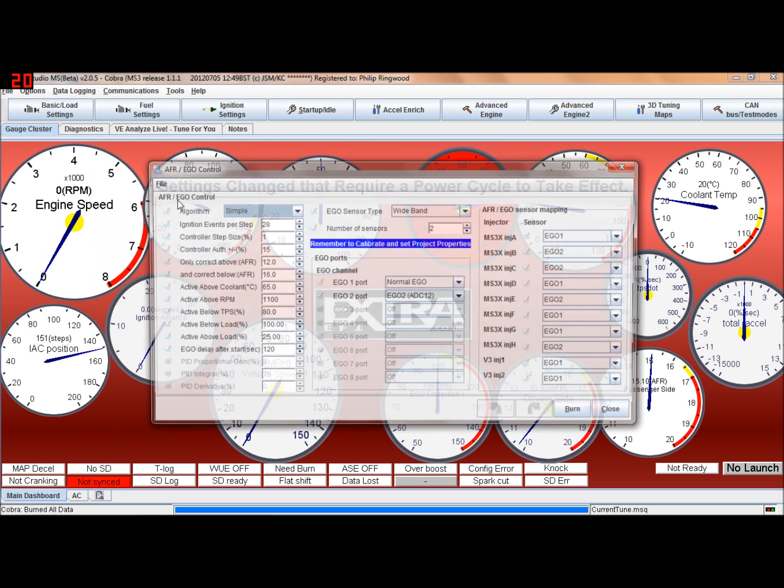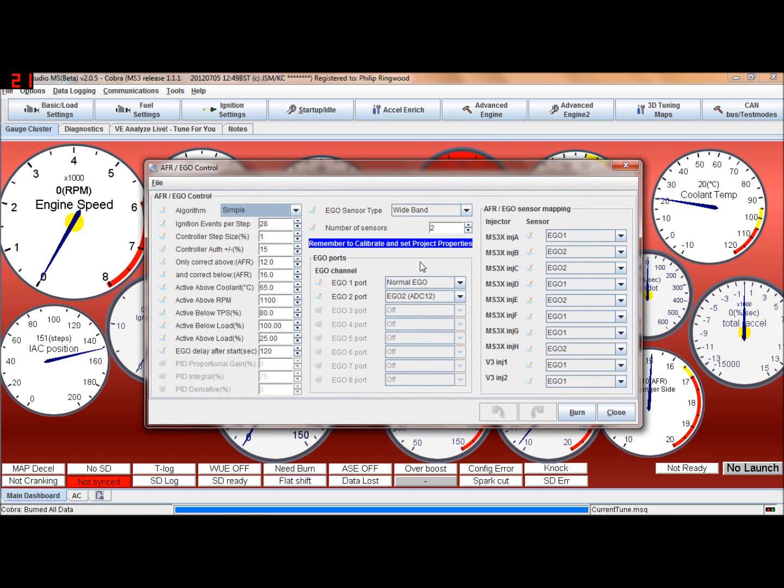Flexible AFR control, okay. What am I doing for time? Let's do that next.